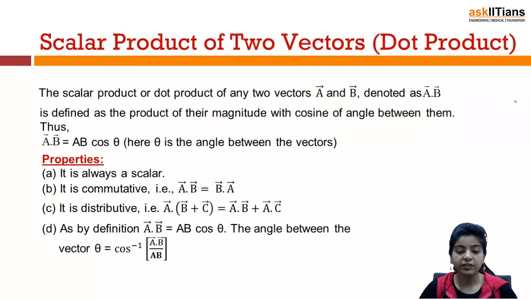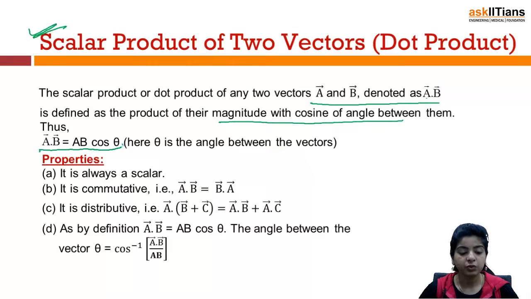Okay, so now we have the scalar product of two vectors, that is called the dot product. This is an important concept. The scalar product or dot product of two vectors a and b is denoted as vector a dot vector b. That is why it is called the dot product. It is defined as the product of their magnitudes with the cosine of the angle between them. Thus, this is what you need to remember.